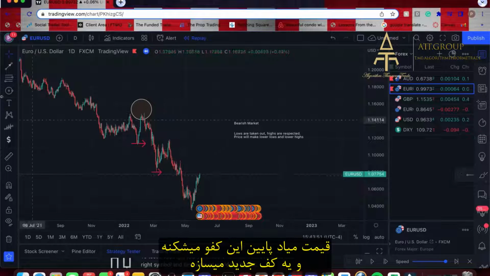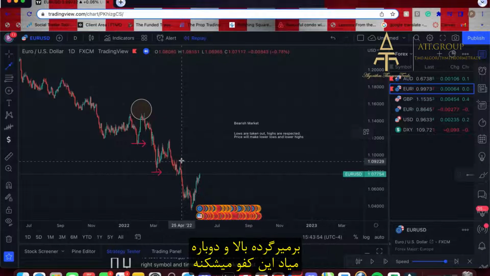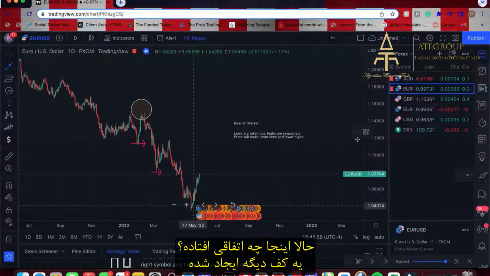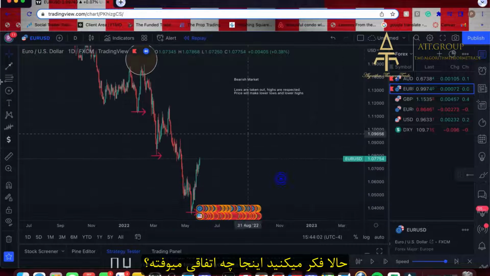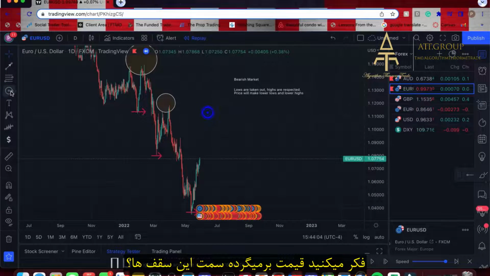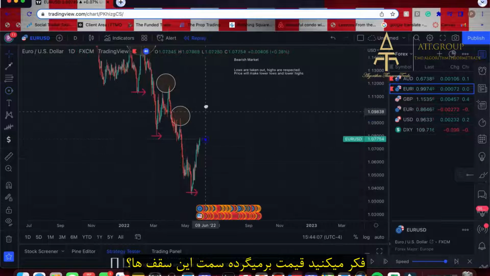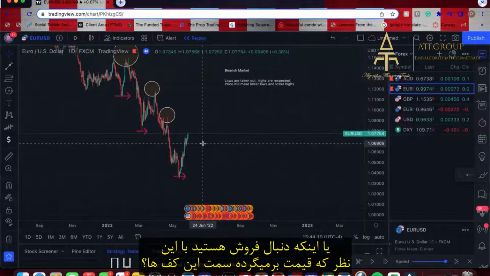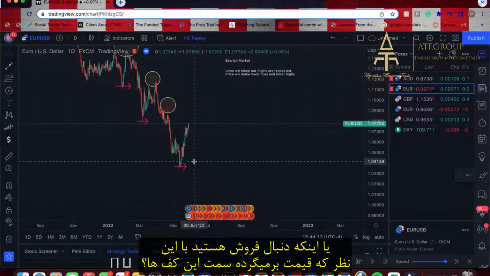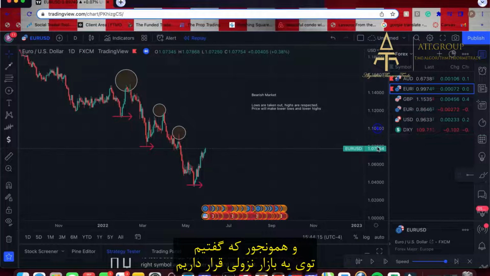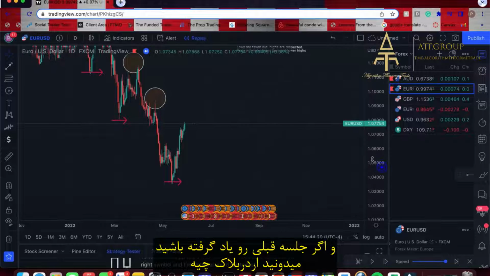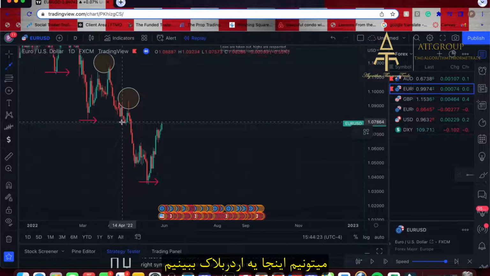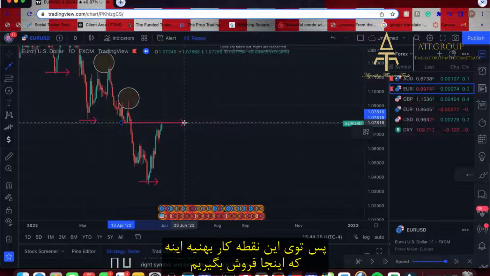Price comes down, takes out this low, creates another low, comes back up, takes out the low again. So now what happens here? Another low is created. So what do you think will happen? Do you think that price will come back to these highs? Or would you look for sells thinking that price will come for these lows? And as we mentioned, we are in a bearish market, so what we would do is look for sells. And if you learned from the previous lesson what an order block is, we can actually see an order block right here. So what would be optimal at this point would be to sell.